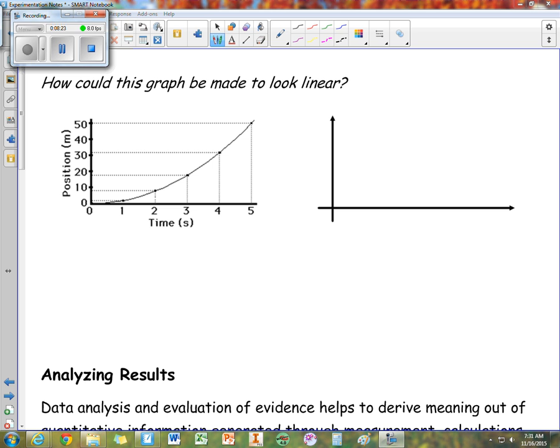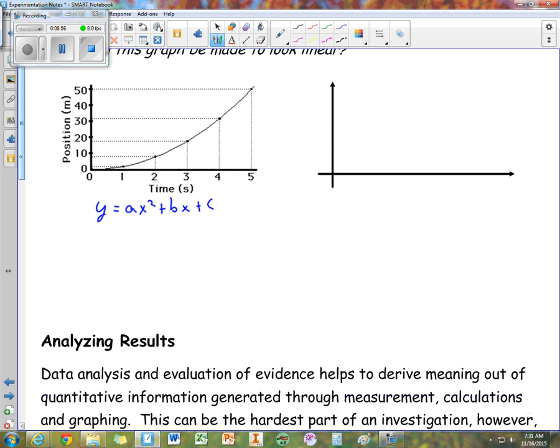Now, another skill we need to be able to do is make any graph look linear. So here's what we have. We have this graph right here, some position versus time, and we can see that it's probably going to be a quadratic. So what we want to do first is figure out the equation for this line. To do that, we're going to pull some data off of this.